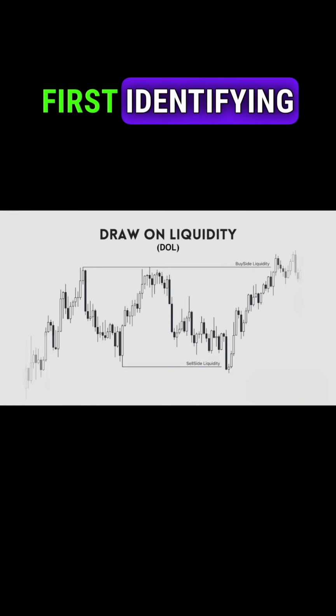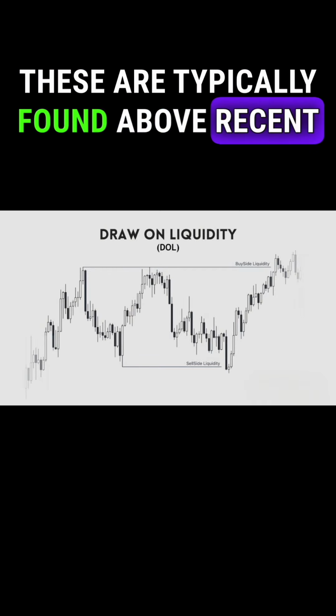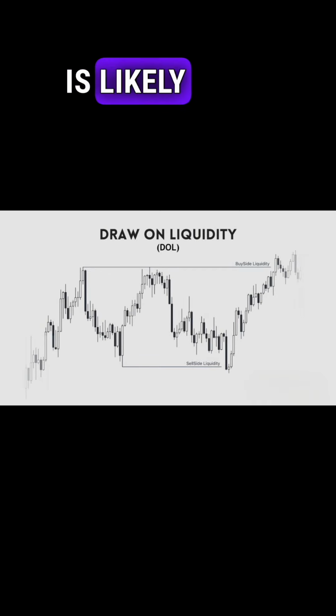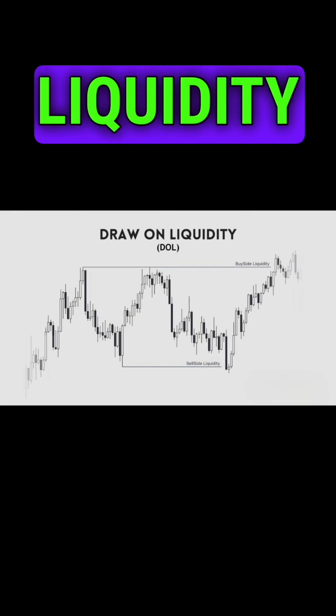First, identifying liquidity zones. So mark out areas of buy side and sell side liquidity on your chart. These are typically found above recent highs or below recent lows, where there's likely to be a cluster of stop loss orders. Second, wait for a liquidity grab.